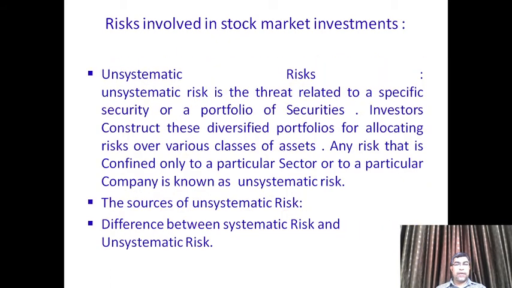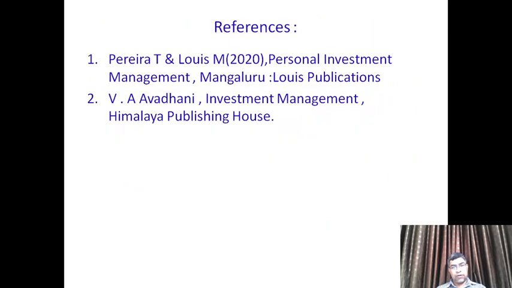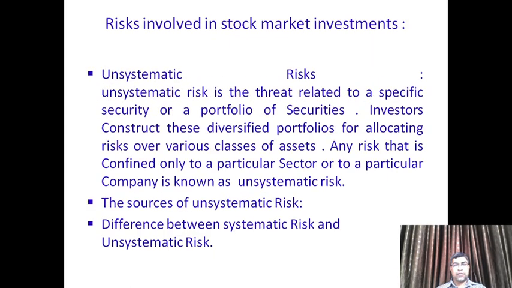Then unsystematic risk. Unsystematic risk is the threat related to a specific security or portfolio of securities. That could be related to a single security. That is called unsystematic risk. It is a threat related to a specific security or a portfolio of securities. Investors construct diverse portfolios for allocating risk over various classes of assets. So this risk can be diversified.